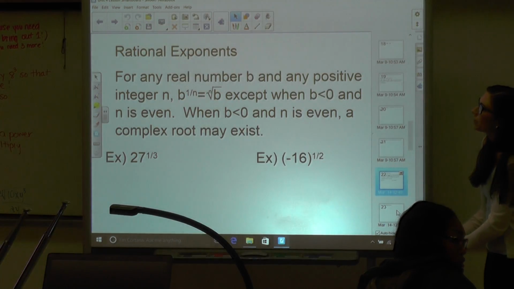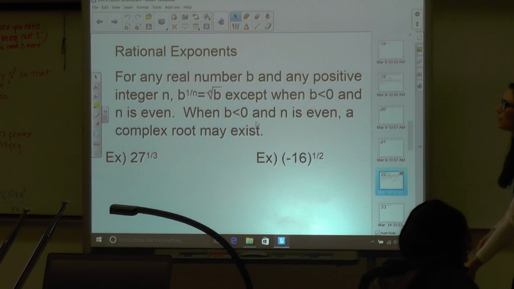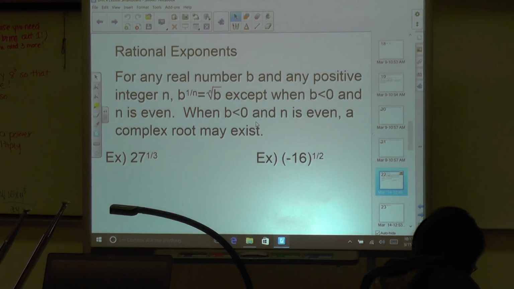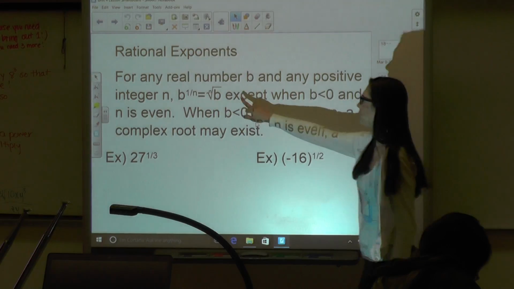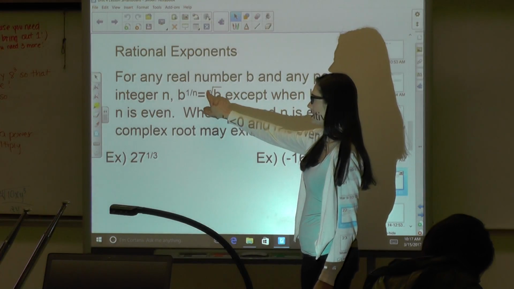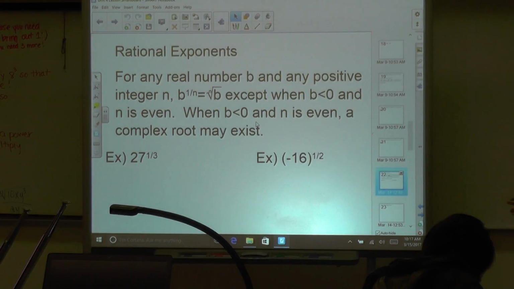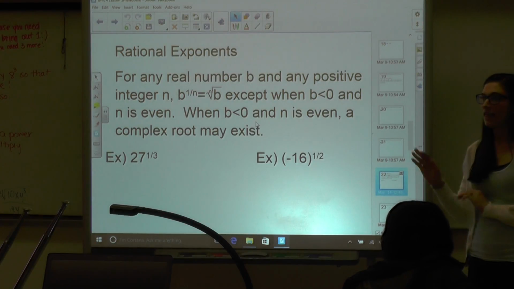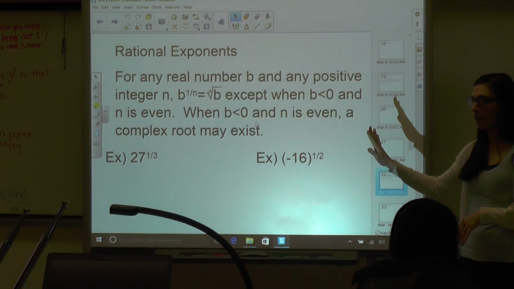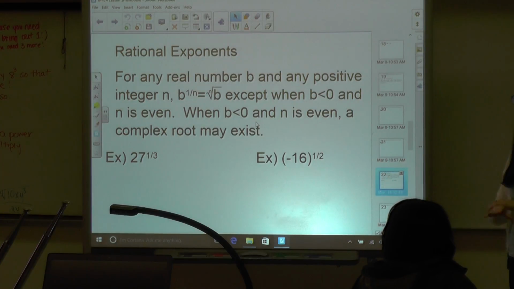So for this, for any real number b and any positive integer n, b to the power 1 over n is going to be the nth root of b, except when b is less than 0 and n is even. When b is less than 0 and n is even, a complex root may exist. That sounds like a lot of words that you probably don't understand, but it's okay because I'm going to explain it as we're going along, okay?